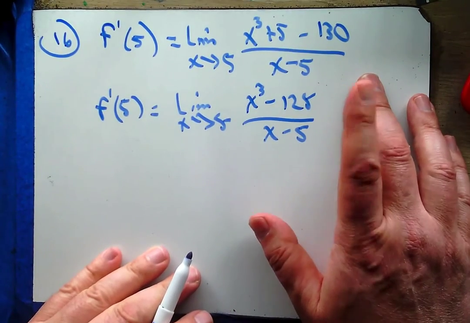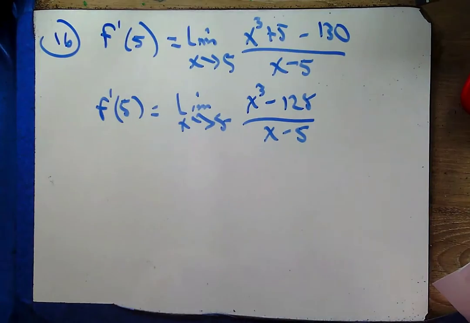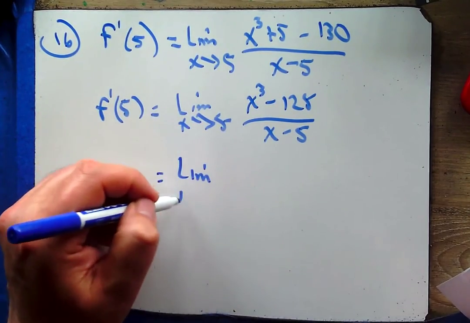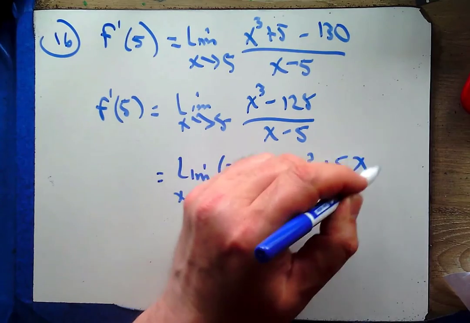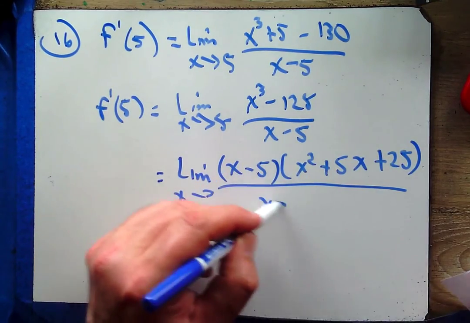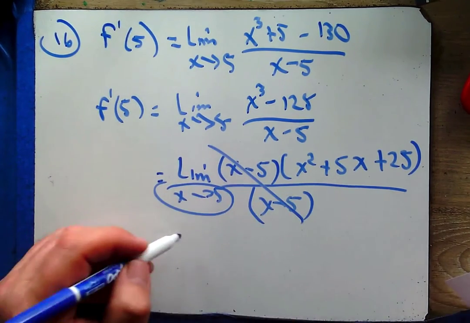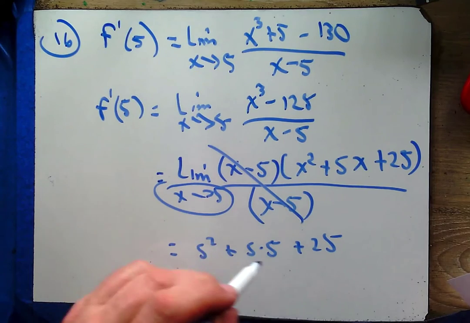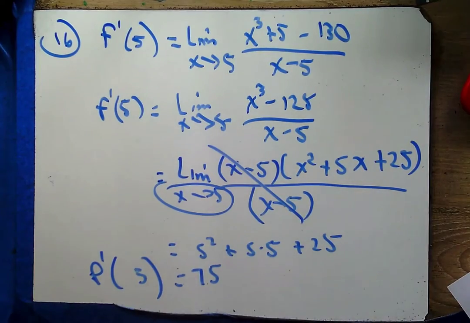And luckily, you spent enough time in Algebra 2 and pre-calc factoring sums and differences of cubes that you haven't forgotten this. Hey, if you forgot this, you kind of need that knowledge. You might want to go back and review some factoring. This is going to be x minus 5 times x squared plus 5x plus 25 over x minus 5. These cancel, and now I can plug 5 in for all the x's. That's going to give me 5 squared plus 5 times 5 plus 25, and that's 25 plus 25 plus 25, or 75, is f prime of 5. All right. Next, we've got 1 over x.